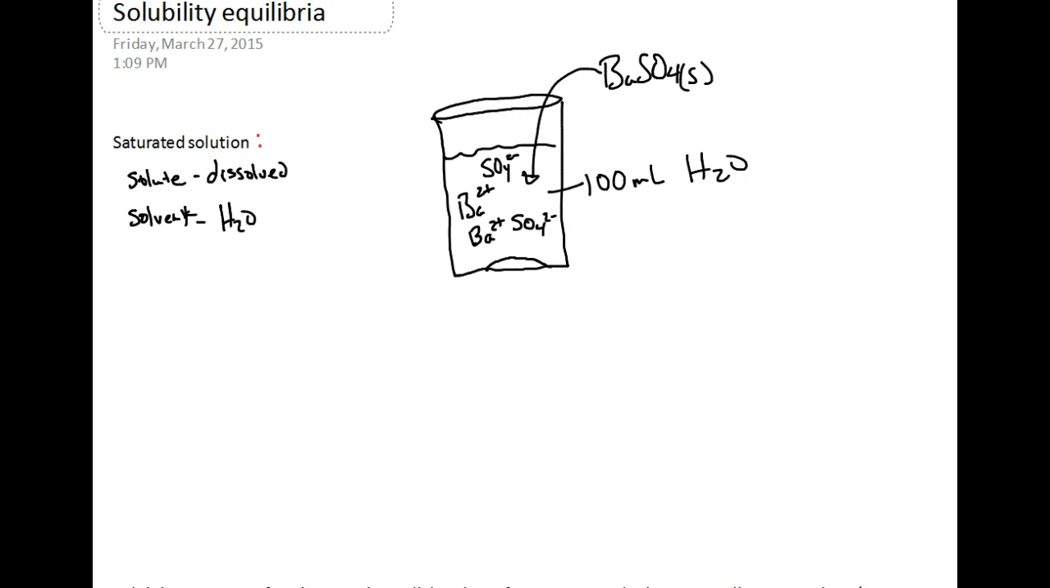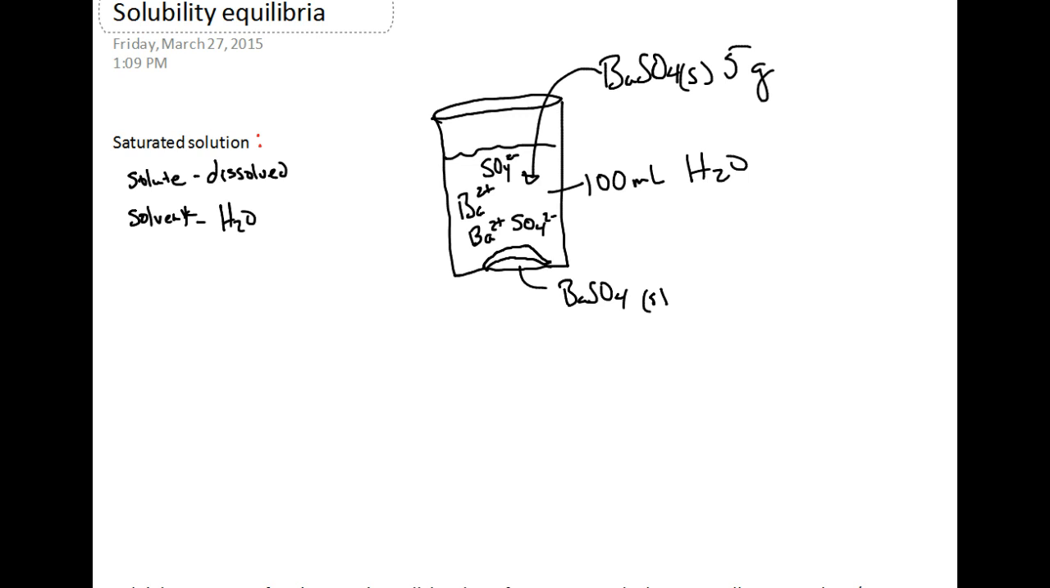Now, let me just draw this, we have some barium sulfate remaining at the bottom of the beaker. So that's really what defines a saturated solution: this solution cannot hold any more barium sulfate. If I was to put more in, let's say I put 5 grams in, and it was saturated, it can't hold any more, we would just make the pile of barium sulfate grow larger at the bottom. We wouldn't have any more ions in solution. It can only hold a small amount of ions.